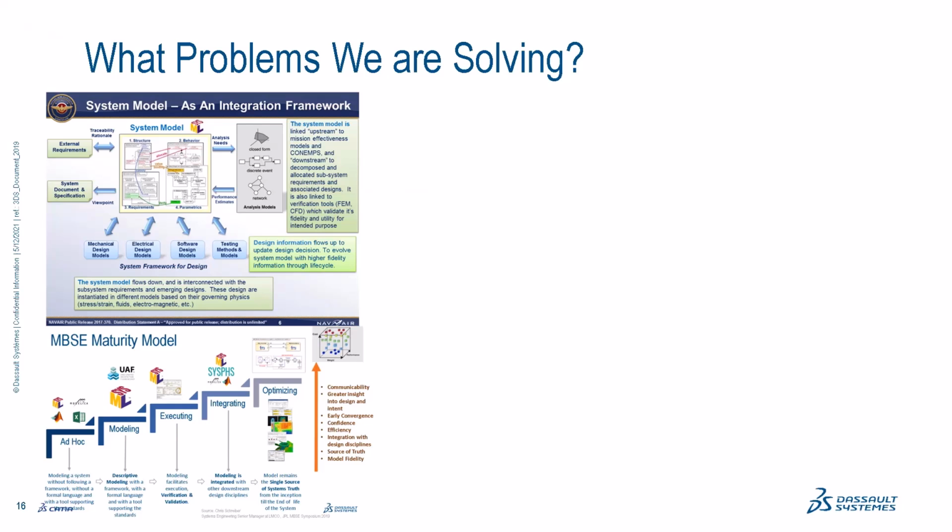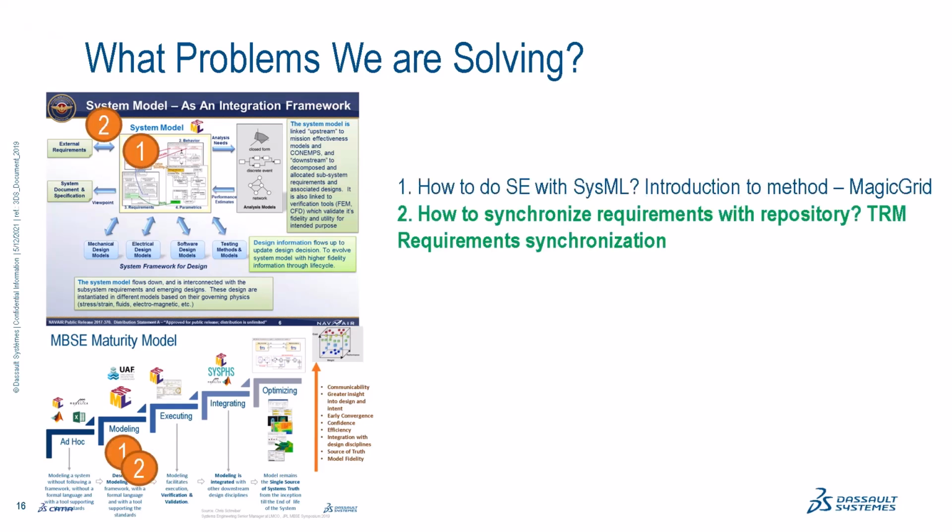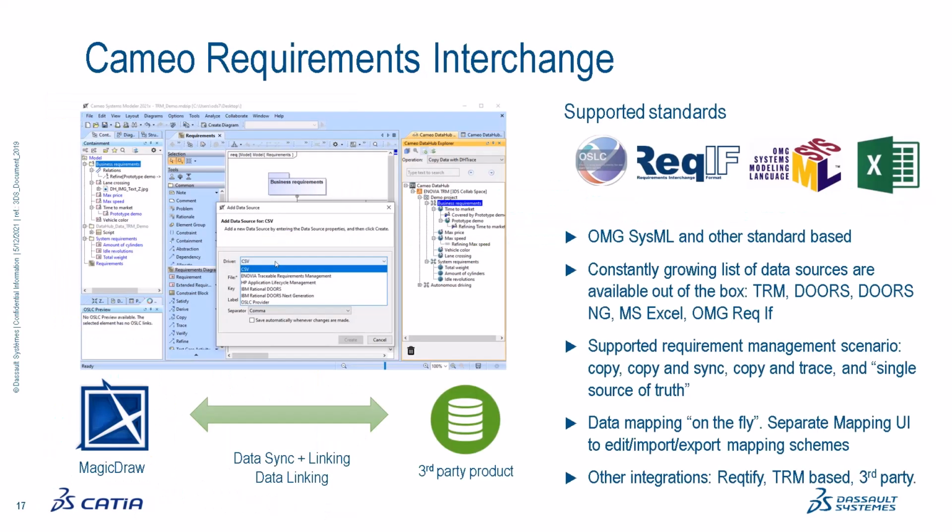And now we'll go to the next step, which is how to synchronize requirements with repository. And for that, we'll use the synchronization with 3D Experience platform. We can do also with DOORS and other requirement management tools. And for that, we are using Data Hub integration framework. As you can see here, we can connect to external data source and then perform the synchronization. There are also other standards supported, like OSLC, ReqIF, requirement interchange format, Excel, very popular for requirements interchange, and so on.